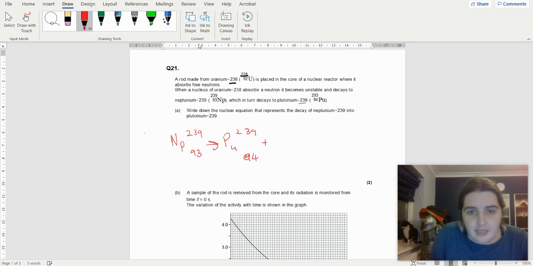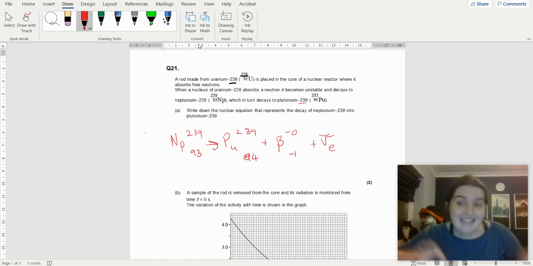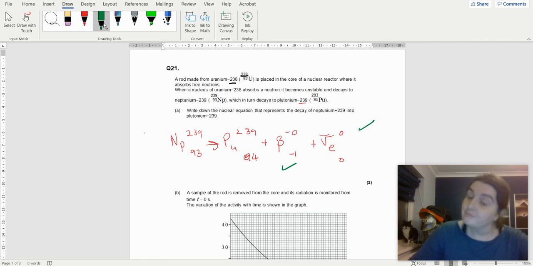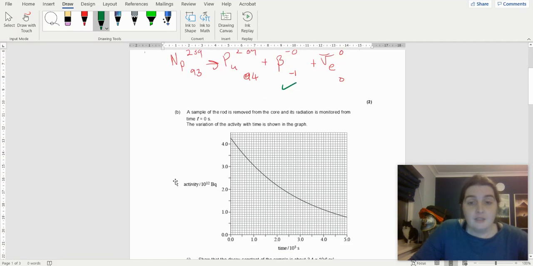So this is the kind of decay you get, beta minus, so that's 0, minus 1, plus, of course, to balance the lepton number, you need an anti-electron neutrino. Okay, there are 2 marks available, one for realising it was beta minus decay, and 1 mark for actually filling the equation out fully. Okay, so now we've got a graph here.